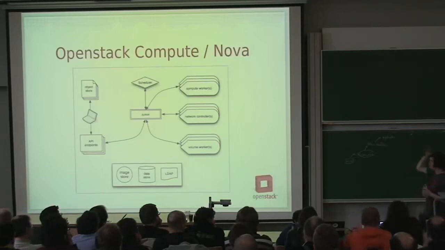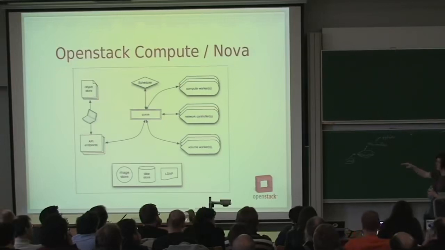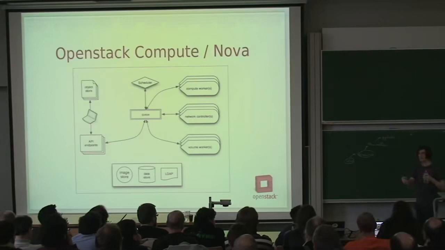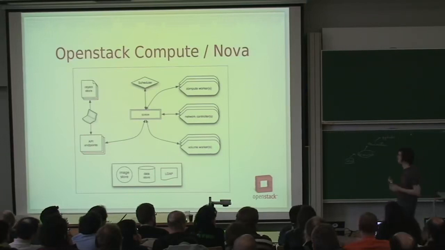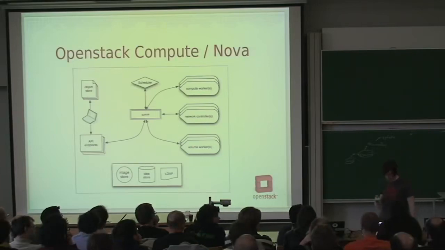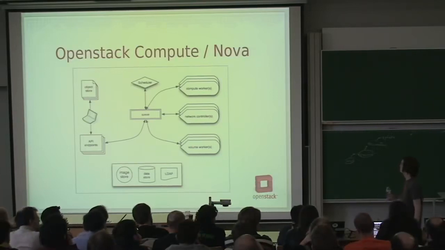And then after the virtual machine is up and running, you can add extra storage to it, which is located on the volume workers that might have a great big SAN connected to it. Or you can use Sheepdog, you can use Ceph, you can use iSCSI, you can use ATA over Ethernet. There's various ways you can do this. And then you basically connect that block device to the virtual machine.